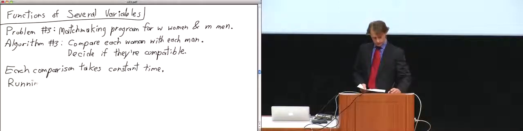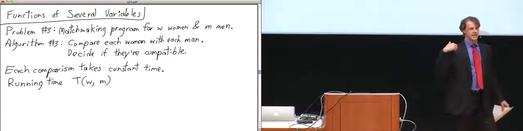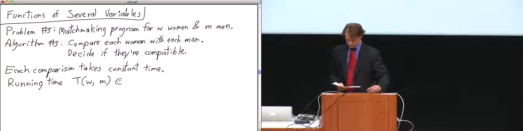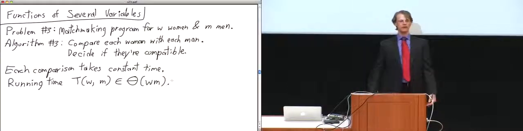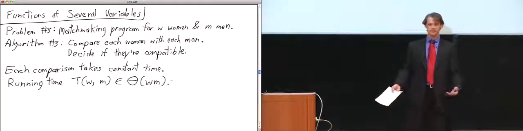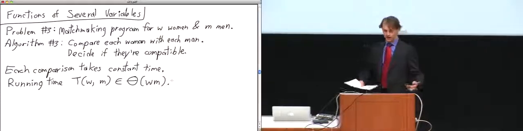so now the running time of this algorithm, I'm going to write it T(W, M). That means the worst case running time is a function of two variables, the number of women and the number of men. And for this algorithm, it's more or less obvious that that running time is W times M. It's both big O of W times M and big omega of W times M, because it doesn't take longer than checking each pair, but you can't do it really faster than that either.